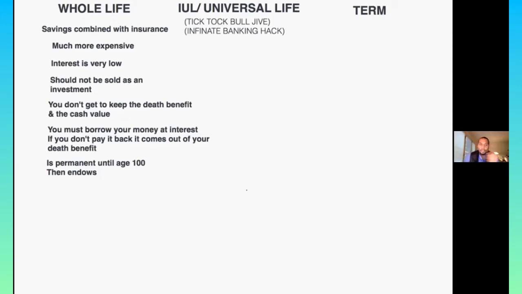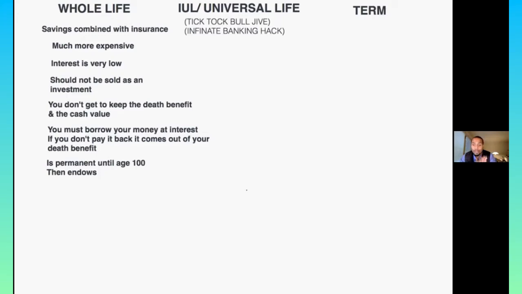So the second type of policy is IULs, or universal life. Now this right here, the TikTok bull jive, the infinite banking hacks, all the TikToks and all the Instagram and all the stuff on social media, where they talk about if you want to have an infinite banking hack, or you want to be able to use your money and you become your own bank and all this stuff. Let me explain to you how these policies work and why they're pushing this so hard.